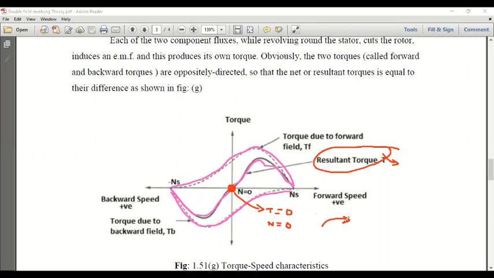So in order to make it self-starting, there are different mechanical means and electrical methods of starting also. The electrical methods of starting are not required here. This covered the working principle of a single phase induction motor and the double field revolving theory.